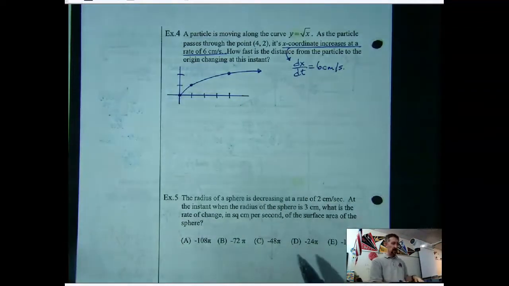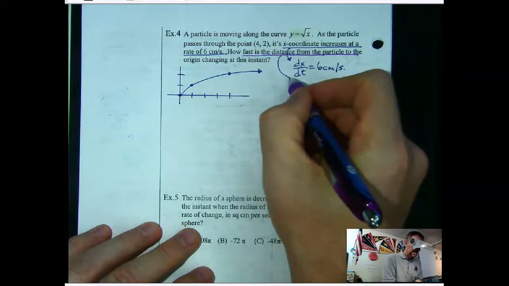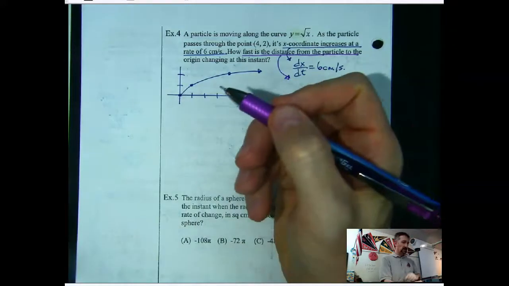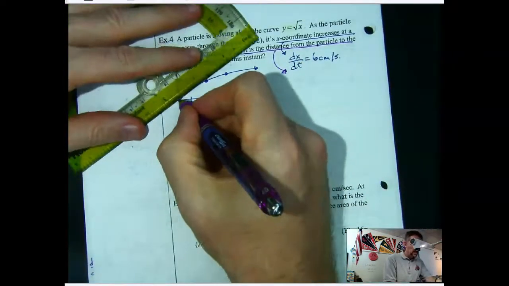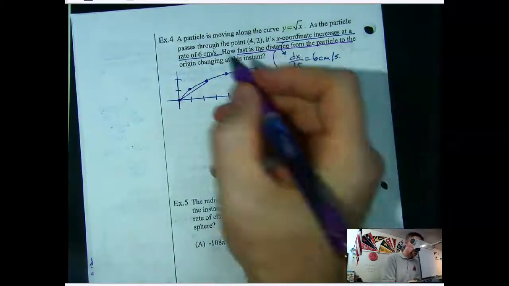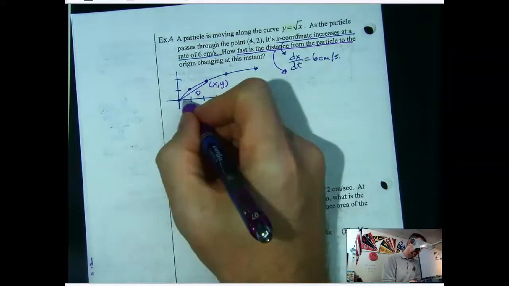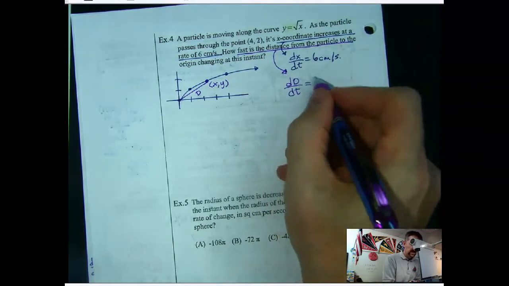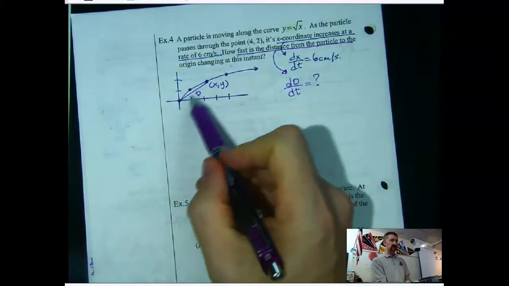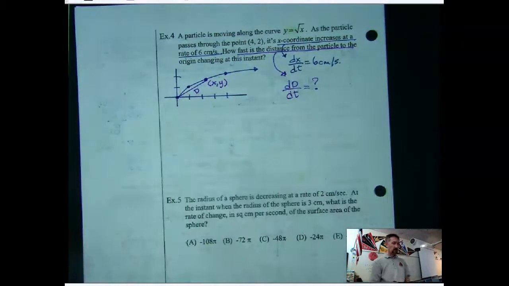Now it says, how fast is the distance of the particle? How fast, that's a rate. Now the distance from here, so what they're talking about, if I pick some random point on here, call that point xy, this will be the distance from the origin. So we're looking at dd dt. That's what we're trying to find. How fast is this distance changing when x is changing by 6 centimeters per second. Okay?